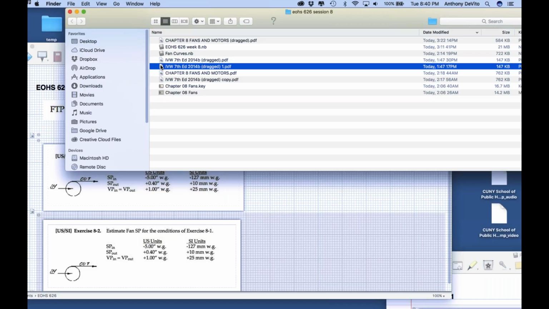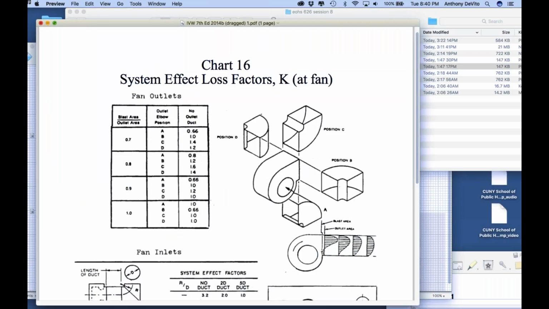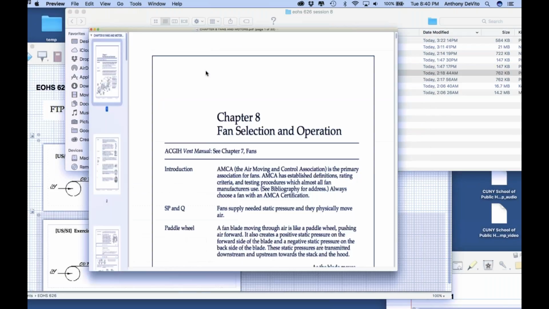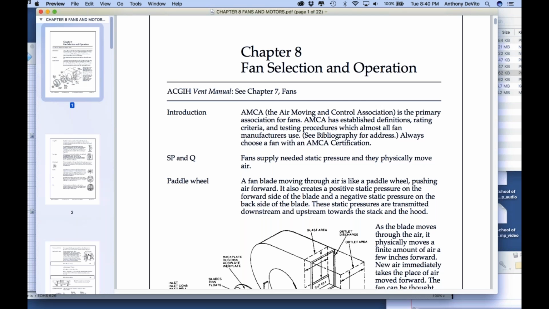So let me see which one I need here. See if this is one. Nope, don't need that one. I think it must be this one. Oh, it's got to be this one. Ah, that's the one I want. Okay, so let's go through this.